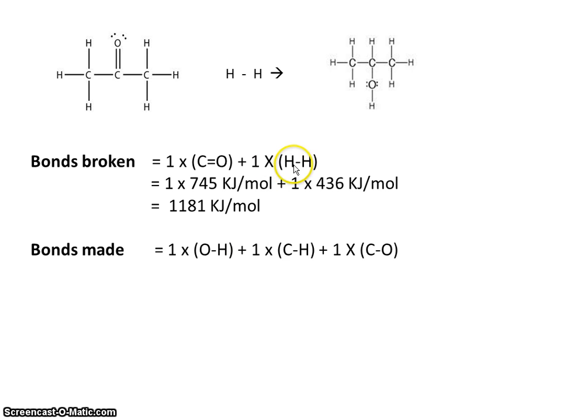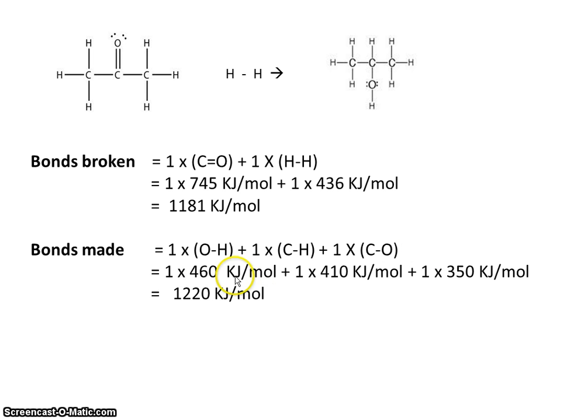When we form the bonds, we notice that there are 3 new bonds. There's a hydrogen-oxygen bond that didn't exist before. There's a carbon-hydrogen bond that did not exist before. And there's a carbon-oxygen bond that wasn't in the reactants. So all those new bonds are going to be formed, and when bonds form, energy is released. We look up the values, plug those in, and we would get 1,220 kilojoules out.